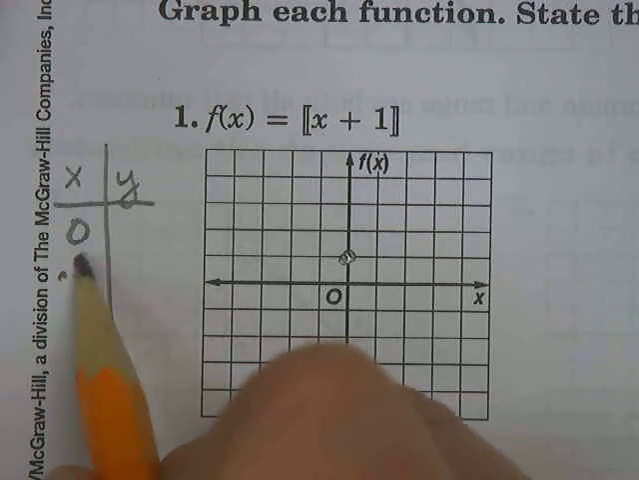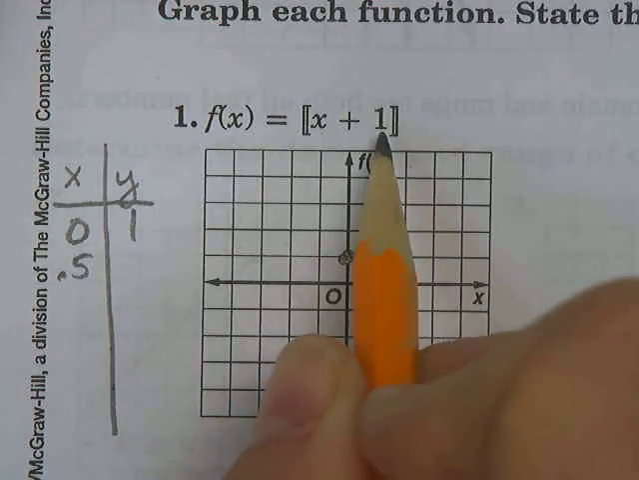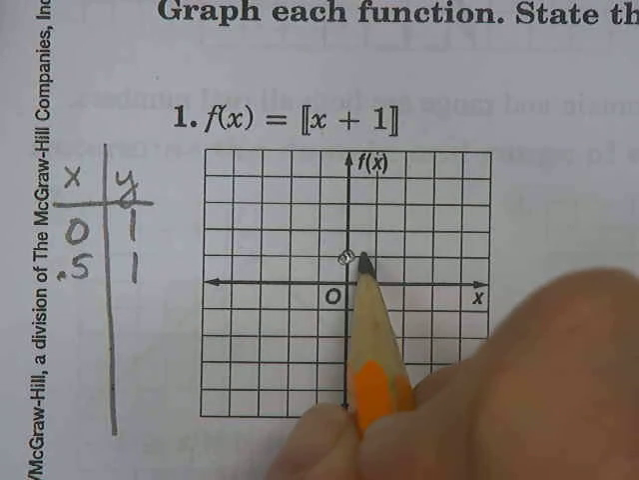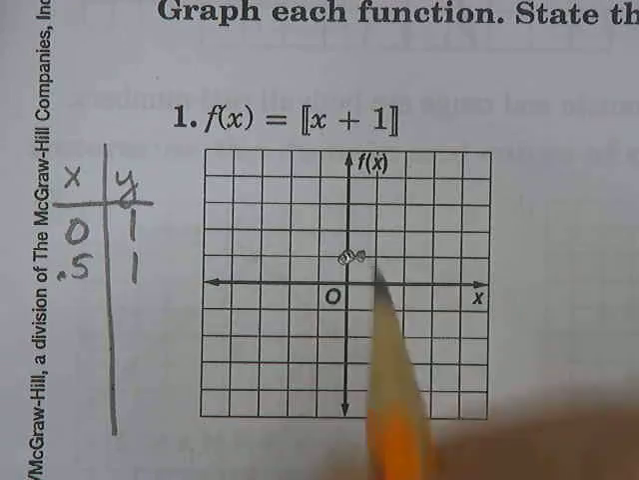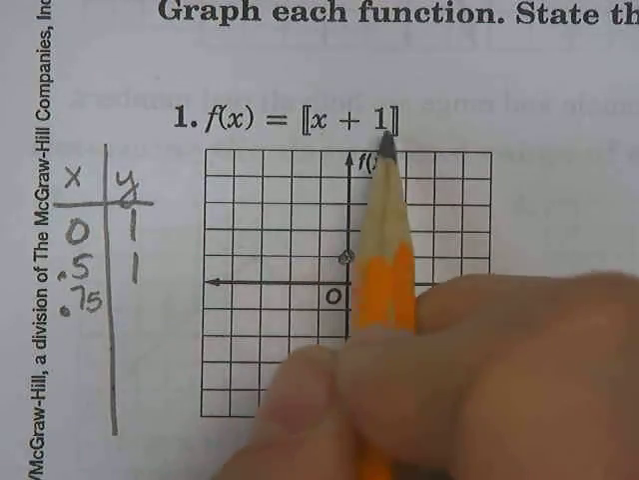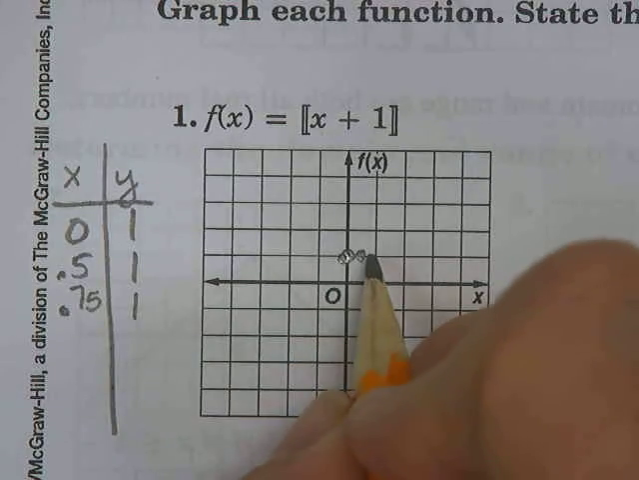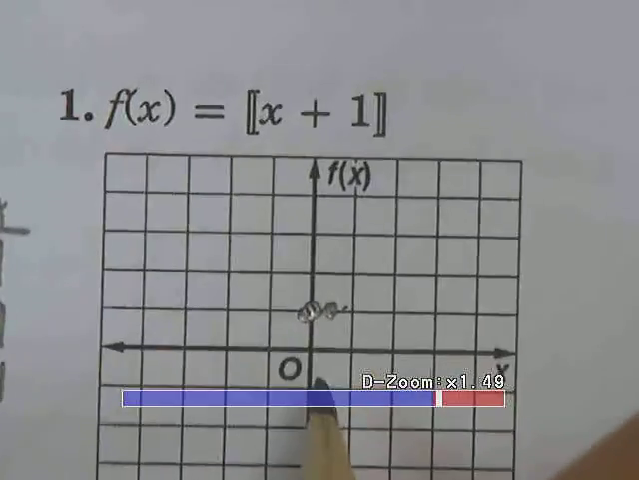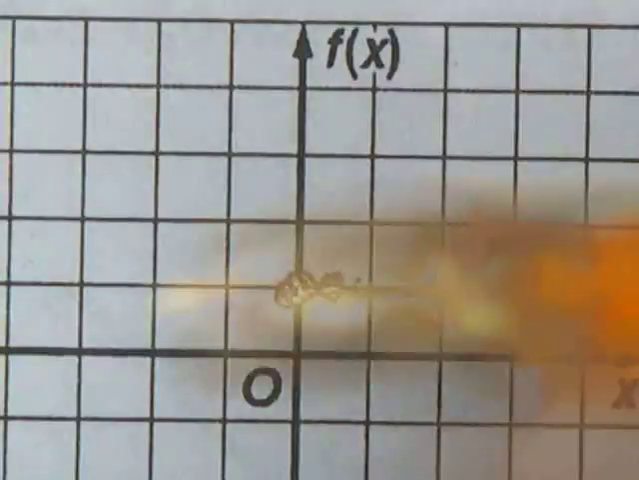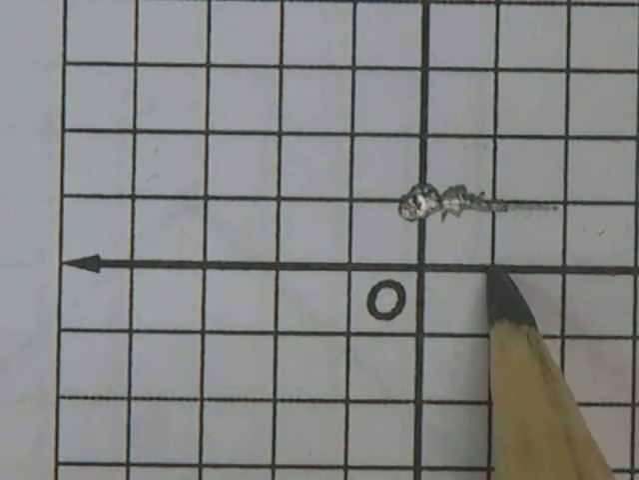When we go to 0.5, 0.5 plus 1 is 1.5. The greatest integer less than or equal to 1.5 is 1. So at a half, we're still going to be at 1. At 0.75, when you add 1 to it, you get 1.75. The greatest integer less than or equal to 1.75 is 1. So as you can see, this is all going to be a solid line until we hit 1.